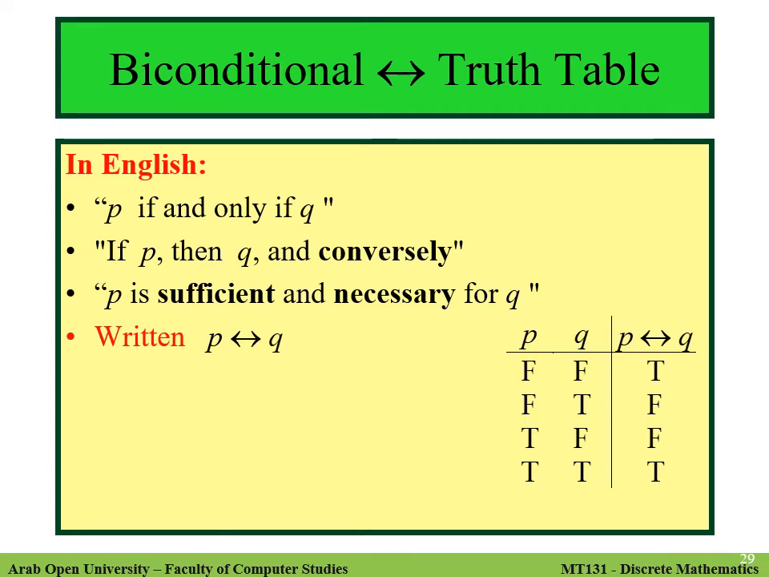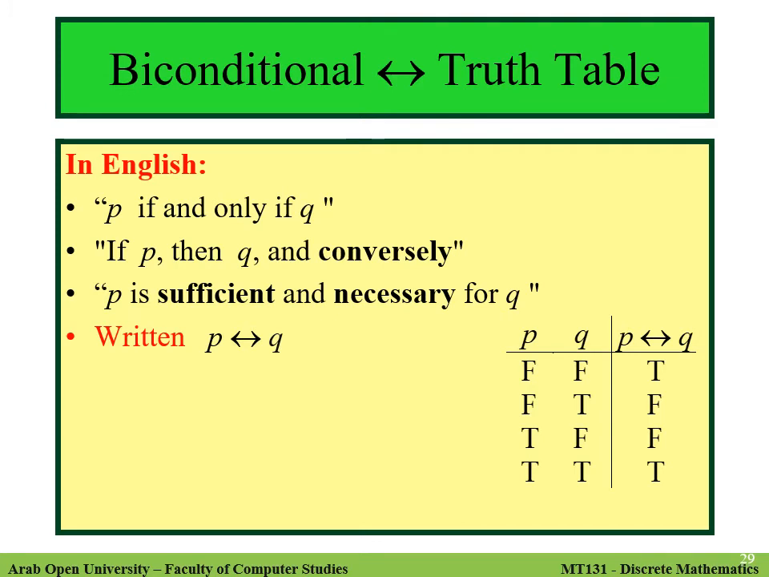The truth table: this statement will be true if both are true or if both are false. If they have the same truth value, the biconditional statement will be true. If they have different truth values, then the statement will be false. So here is the table. If both are false, P if and only if Q will be a true statement.